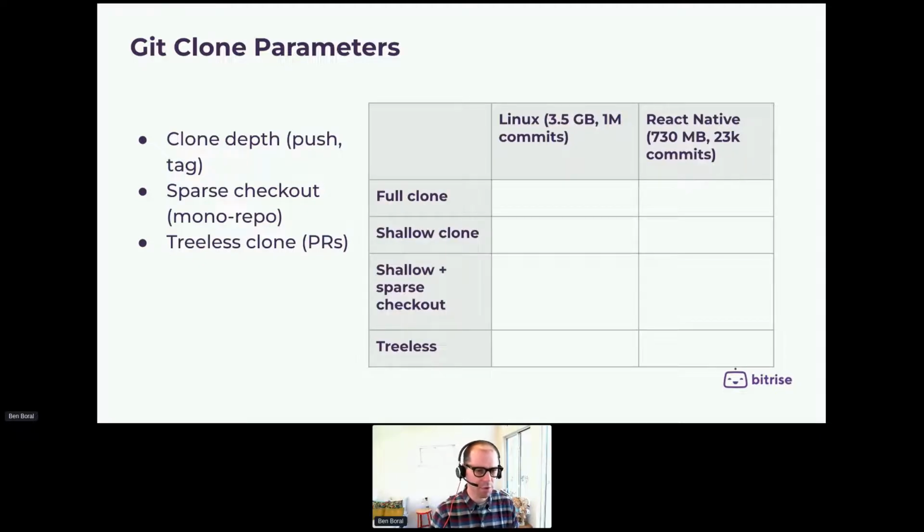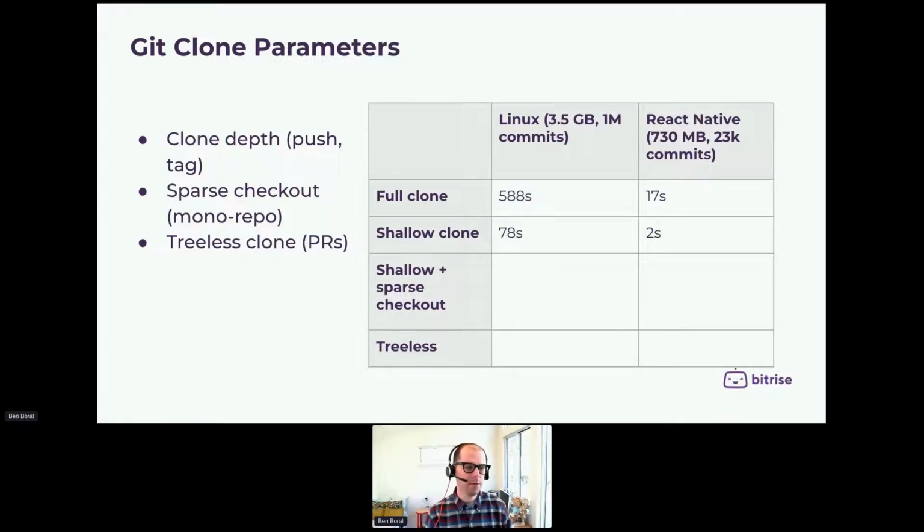So let's look at some examples. I played around with 2 repositories. The first is the Linux repo, and the other is React Native. We can see Linux is 3.5 gigs, 1 million commits. React Native is 700 megs, 23,000 commits. So just a totally clean full clone of these repos, 10 minutes and 17 seconds. And then if I limit that to a shallow clone, we basically speed that up by an order of magnitude. So you can see how on a really big repository with a lot of history, this makes a big difference.